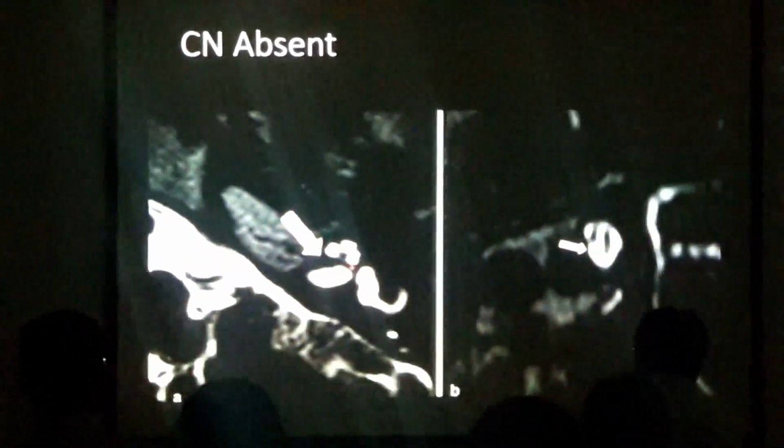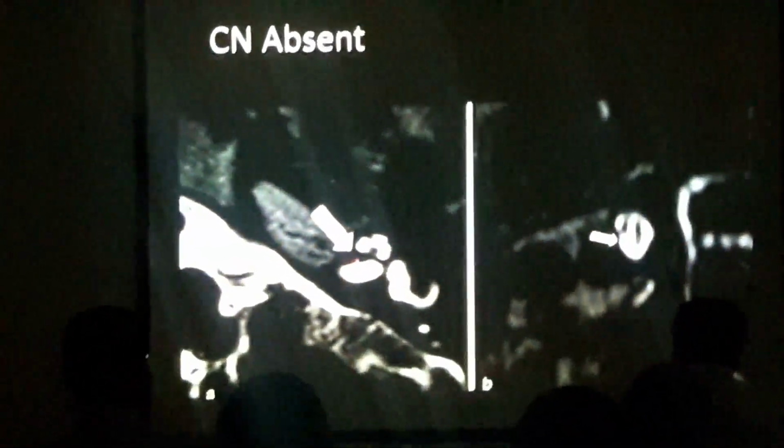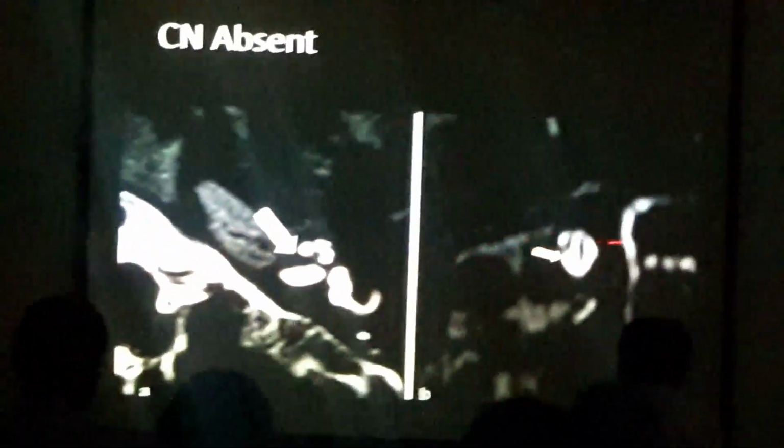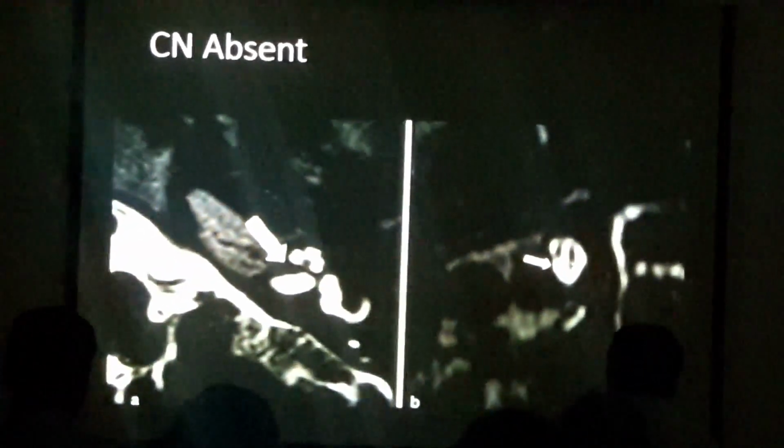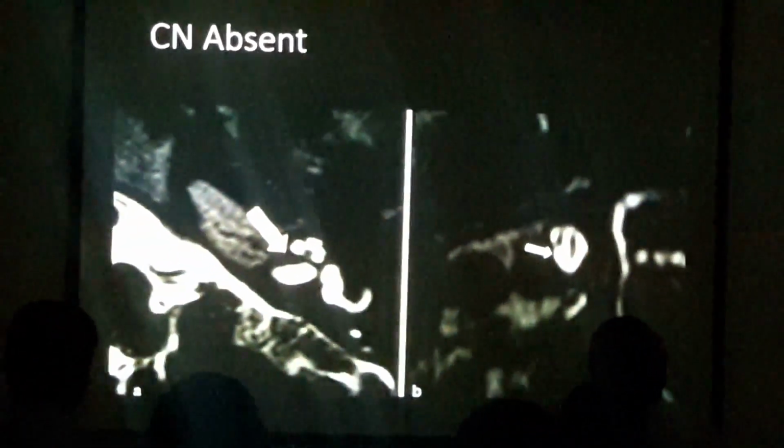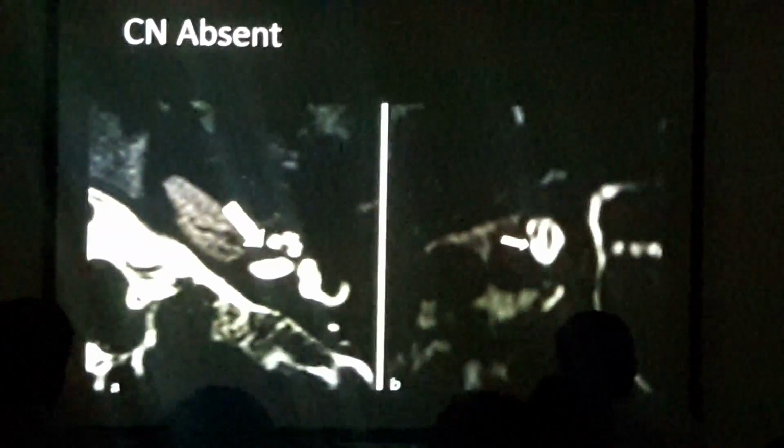The four nerves should be neatly seen. Here in this condition, there is no cochlear nerve. You can see there is no connection between your cochlea and the internal auditory canal. We see the vestibular nerve as a single complex. We also see the facial nerve, but there is no cochlear nerve.